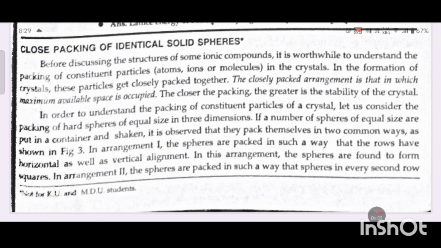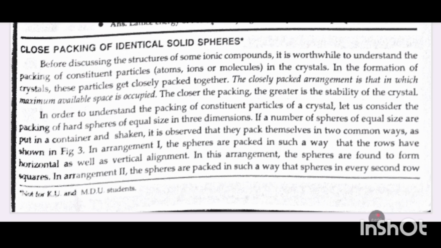Close packing of identical solid spheres. Before discussing the structure of some ionic compounds, it is worthwhile to understand the packing of constituent particles, atom, ion or molecule, in the crystal. In the formation of a crystal, these particles get closely packed together. The closely packed arrangement is that in which maximum available space is occupied. The closer the packing, the greater is the stability of the crystal.